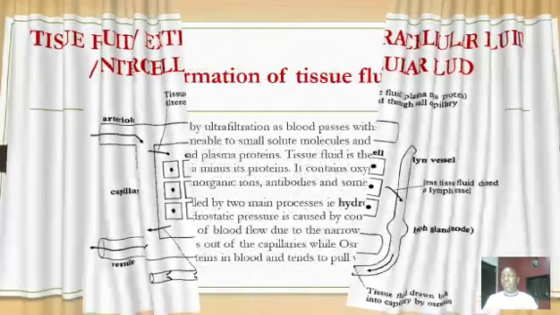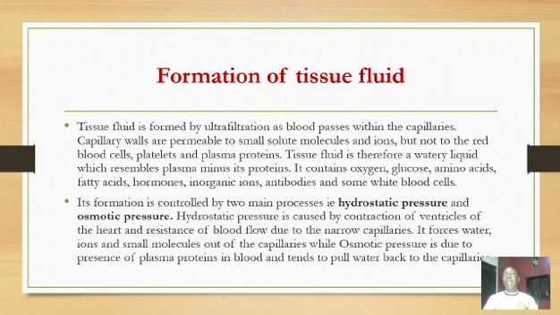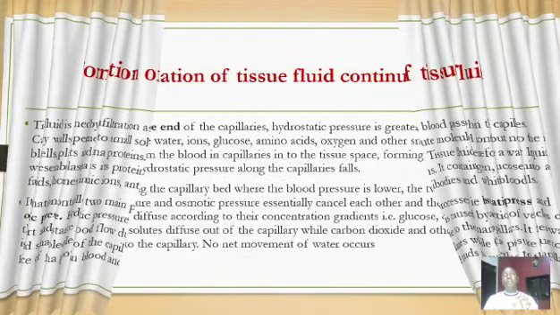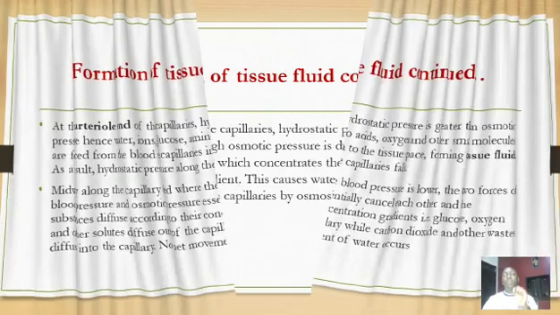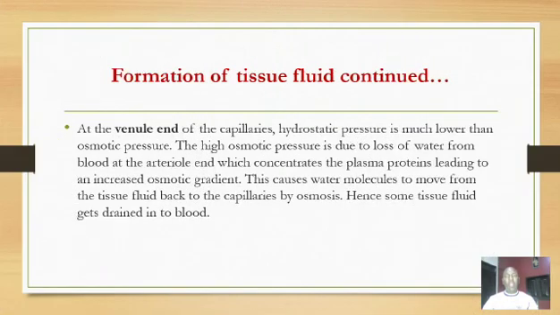But how about at the venule end? At the venule end, remember that as the blood moves from arterial towards venous, what happens to the hydrostatic pressure? It decreases. Therefore, at the venule end, hydrostatic pressure is much lower than osmotic pressure. In other words, osmotic pressure is higher than hydrostatic pressure.